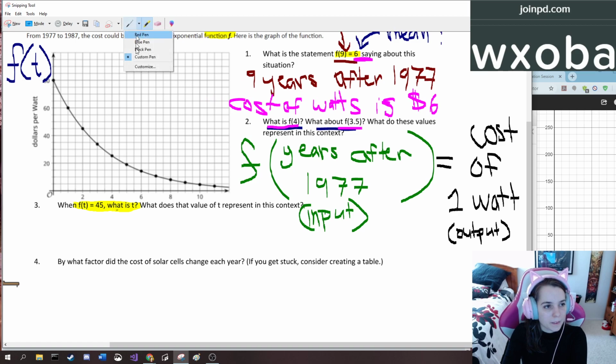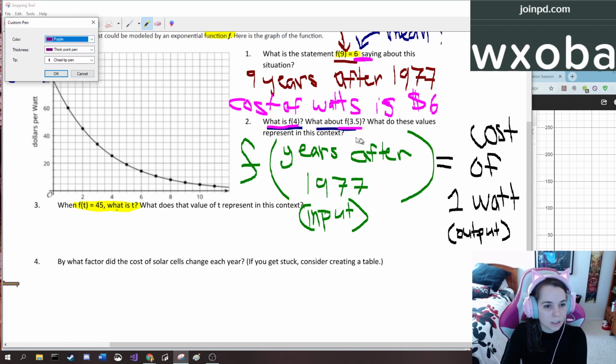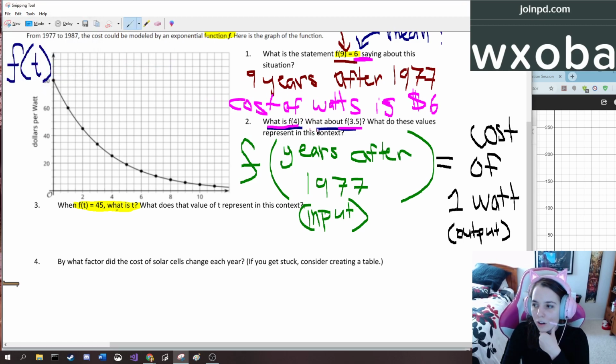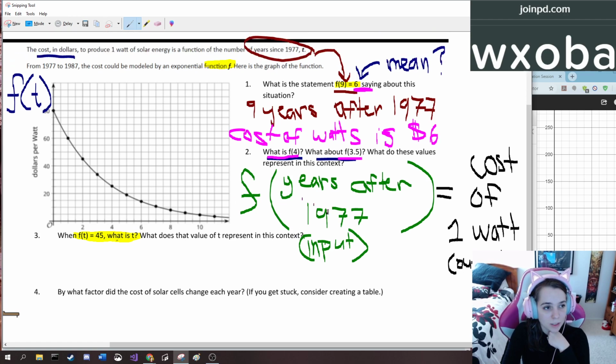So, backing up here, if I was actually to solve for f of 4 and f of 3.5, what we would have to do is substitute it. We would go to the number, find 4, and then go up here to see that this is about 25. So f of 4 would equal 25.